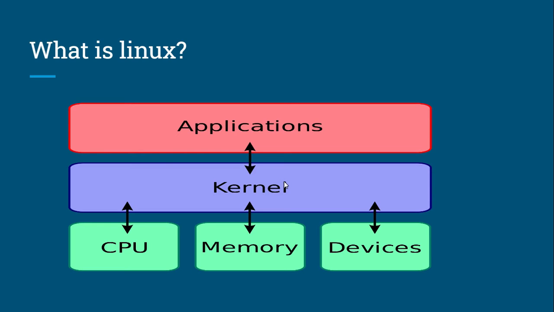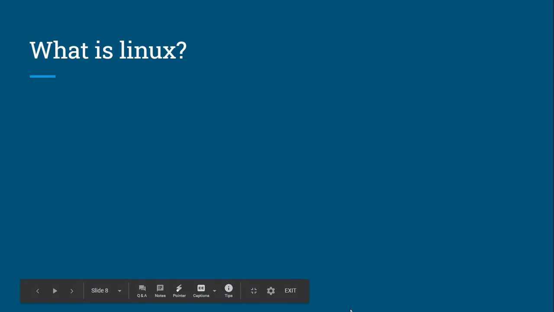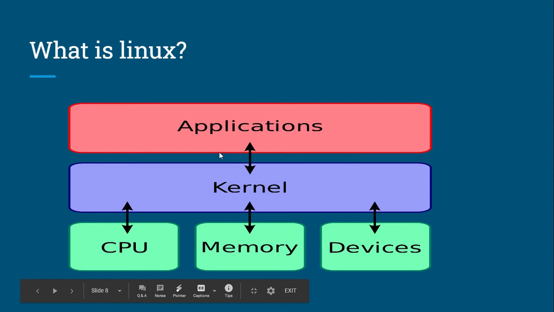Okay, so this is a high level diagram. Here, as you can see, we have an application which interacts with the Linux kernel, and the kernel interacts with various kinds of devices. In this way there is communication going on between the application, the kernel, and the hardware.